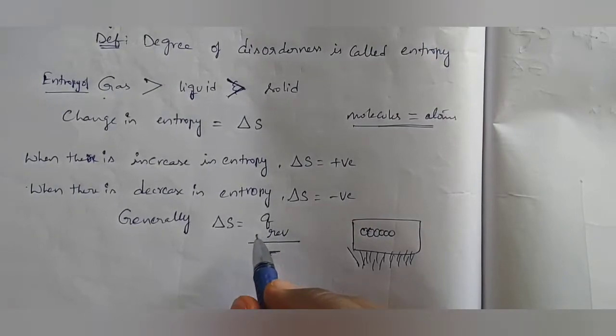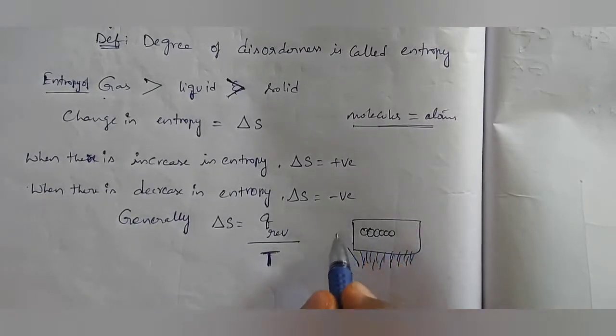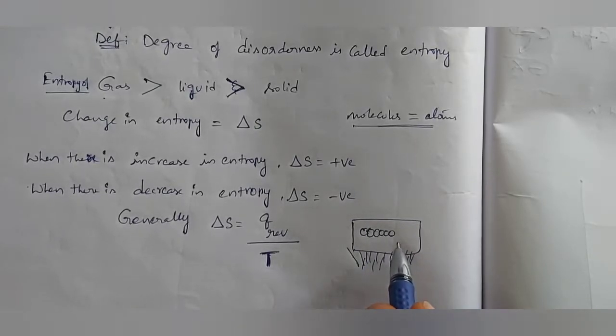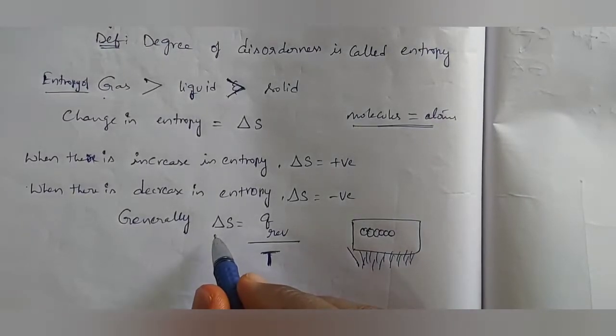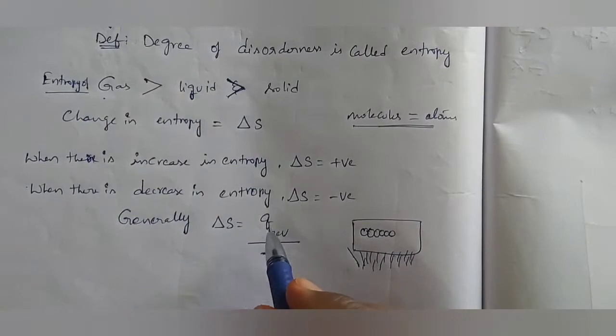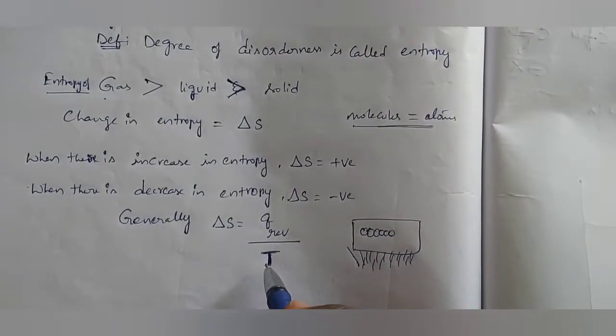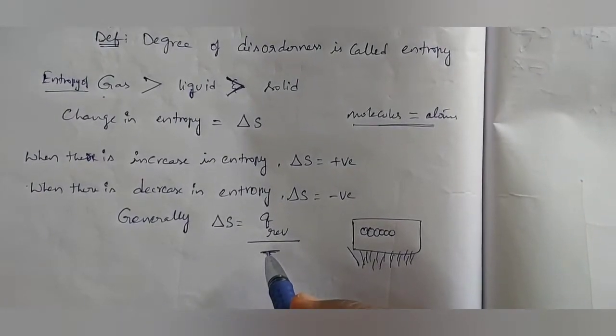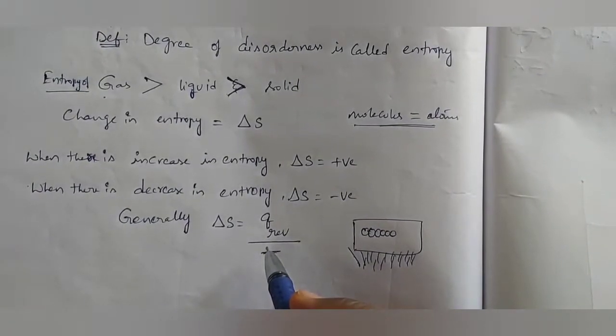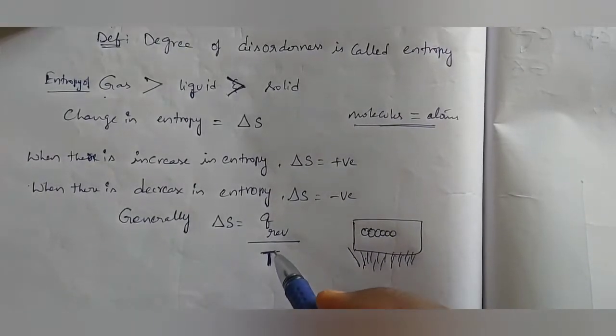This is temperature. Delta S is directly proportional to Q reversible, that means the amount of heat energy absorbed. If a very high amount of energy is absorbed, automatically more entropy change is there. That is delta S. And it is inversely proportional to temperature. Delta S is equal to Q reversible divided by temperature.